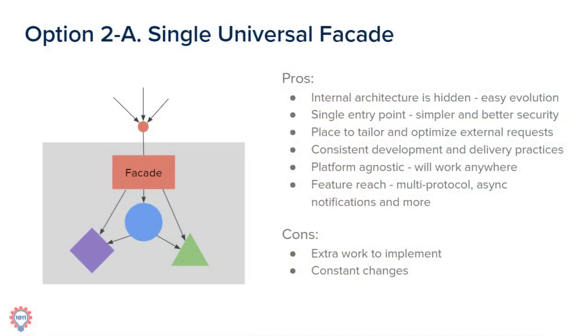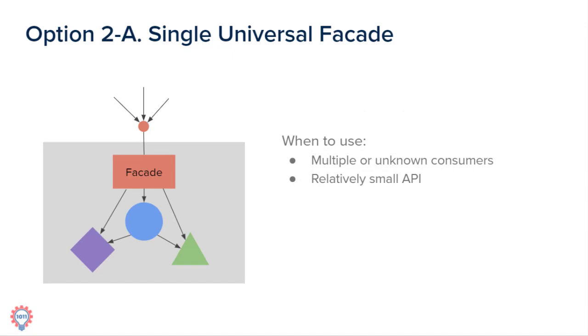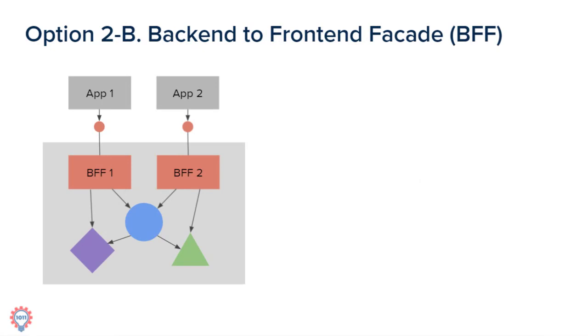The drawback of that approach is that you need to do extra work to implement those microservices. And if you need to introduce a new feature into your system, most likely it will affect your facade. So facades will be constantly updated. You should be using this approach when you have a known number of consumers that will be using your system and a relatively small API.